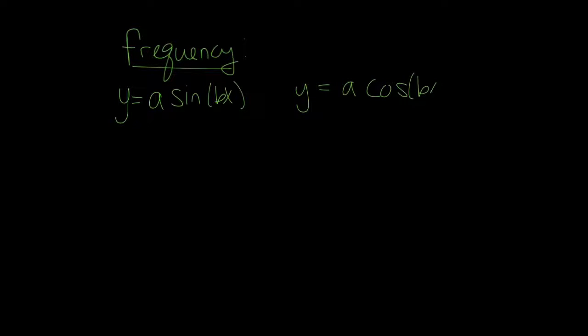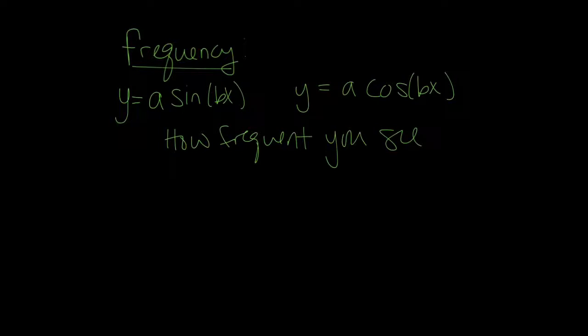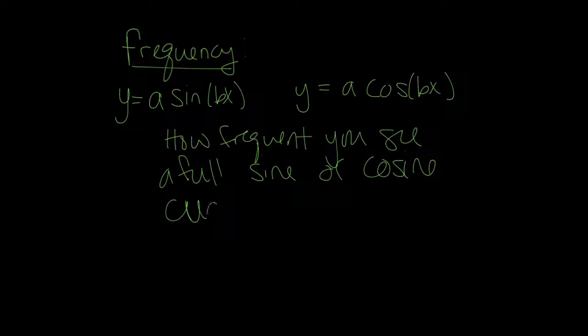Next what we're going to talk about is the frequency of a sine and cosine graph. Again, using our general equations, y equals a sine bx and y equals a cos bx, what the frequency refers to is how often you see the curve, or how frequently you see a full curve, between 0 and 2 pi. And that's what we're looking for when we deal with frequency.